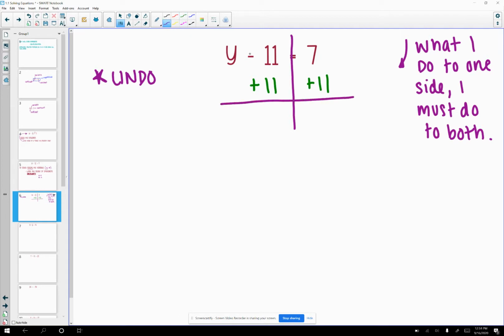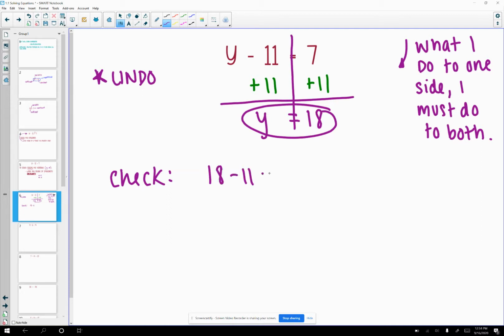When I have negative 11 plus 11, those cancel out. All I have left on the left is a y. On the right side, I have 7 plus 11, which gets me 18. And that's my answer. I can always do a quick check by plugging my answer into the original equation. So now I do 18 minus 11, and that gets me 7. And that's what I wanted.